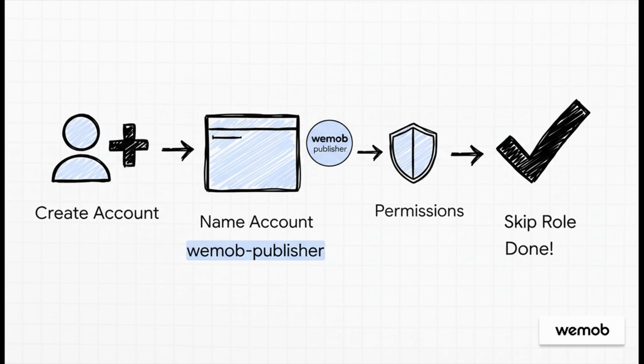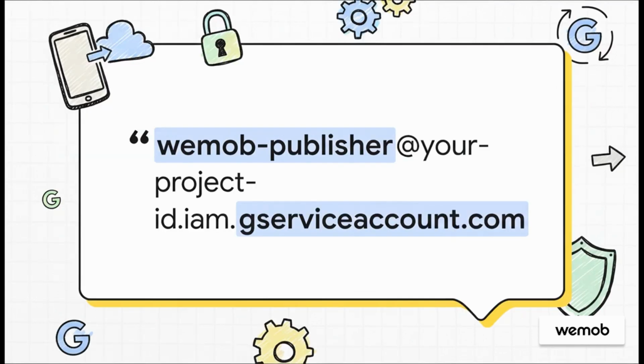Now here's a pro tip. When you get to the permissions step, you can just click Create and Continue, and then Done. You don't need to assign a project role right now. So once the account is created, you'll see it pop up in your list, and right next to it is its unique email address. This email is basically its digital ID. Go ahead and copy that whole address to your clipboard. We're about to use it.